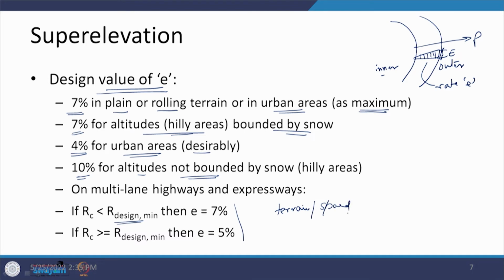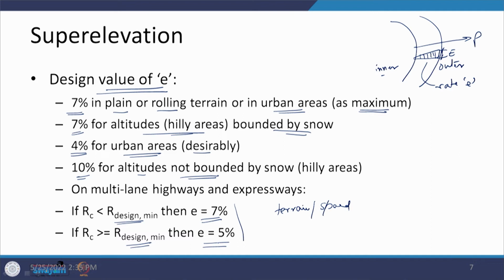So, when we have considered these things and found out what the minimum value is, say 400 meters is the minimum value, and if we have provided 350 meters rather than 400 meters, then E has to be restricted to 7%. But say there is another condition where we have 400 meters as a design minimum value and what we have provided is 500 meters. In that case, where there is flexibility of doing so in an open country, we can restrict the value of E to 5%.